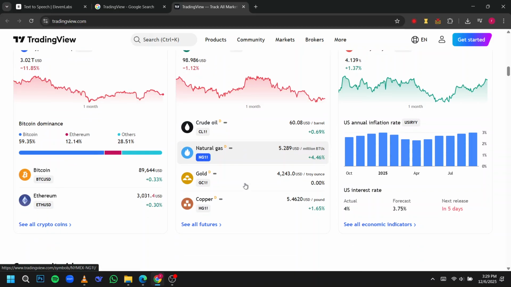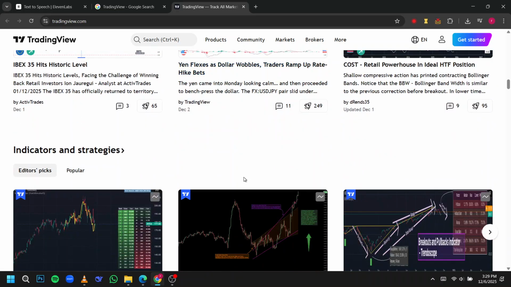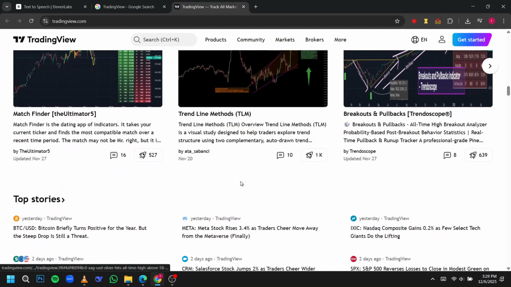levels for precision. Another standout feature is the social community. You can follow experienced traders, share your own trade ideas, comment on setups, and explore strategies from people all around the world. It's basically a social network built specifically for traders, which makes learning and idea sharing incredibly easy.